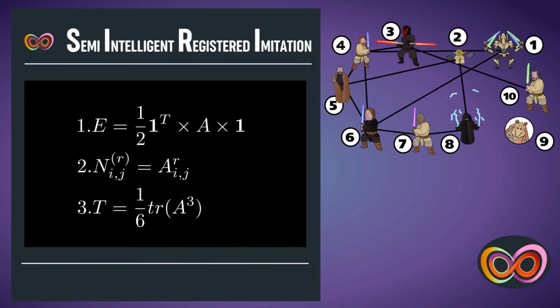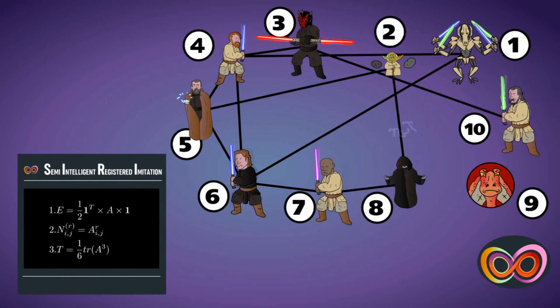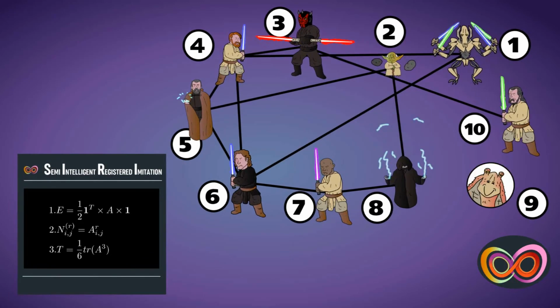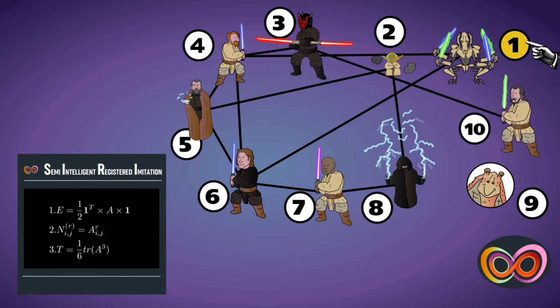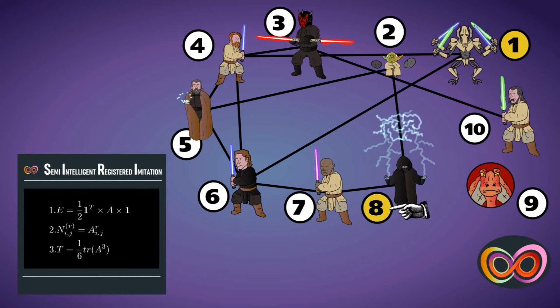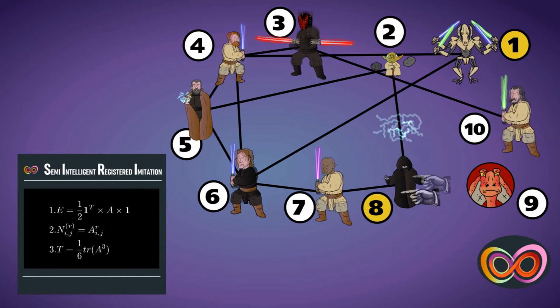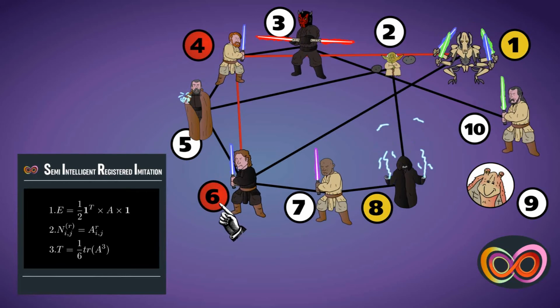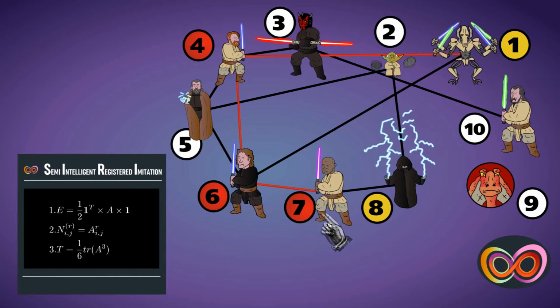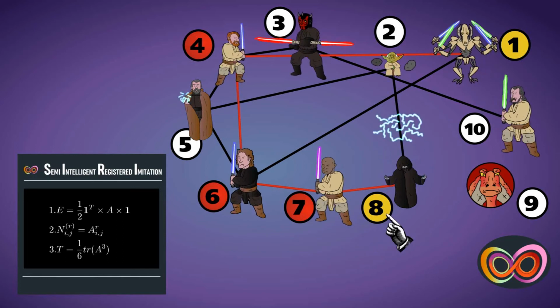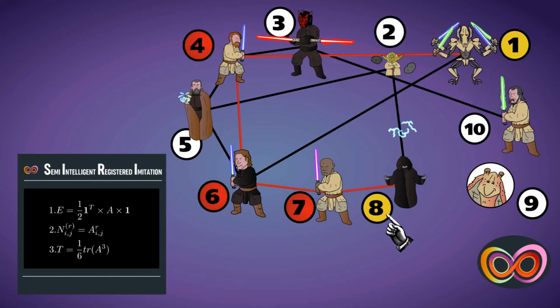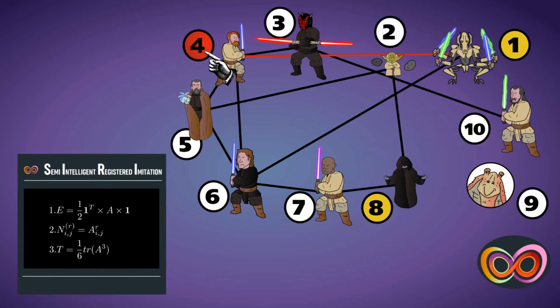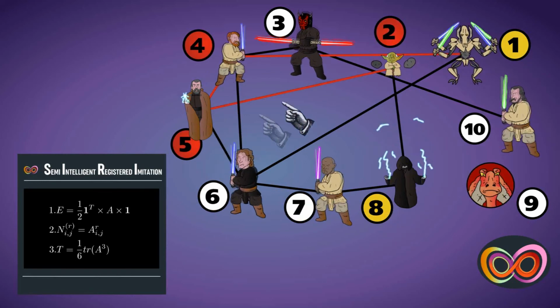A path in a network is just a sequence of connected vertices. For example, a possible path from General Gribus, the vertex number 1, to Darth Sidious, the vertex number 8, would be moving from 1 to 4, 4 to 6, 6 to 7, and 7 to 8. But there are other paths to get to Darth Sidious, for example, going from 1 to 4, 4 to 5, 5 to 2, and 2 to 8.